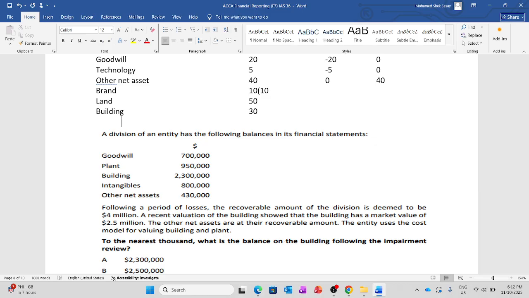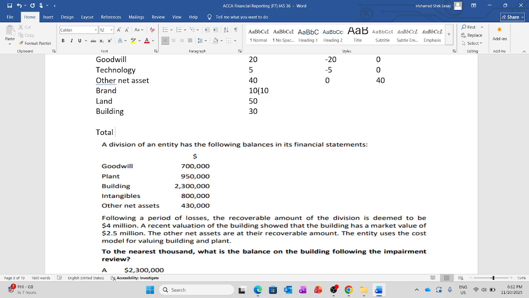So now let me do the working. The total value that we allocate the impairment to equals 10 for the brand plus 50 for the land plus 30 for the building. So these three assets, we are going to do a separate treatment for them. We are going to prorate the impairment based on the carrying value.